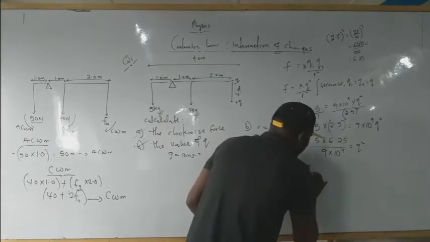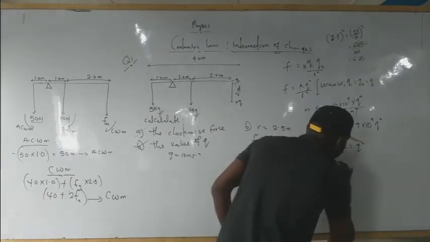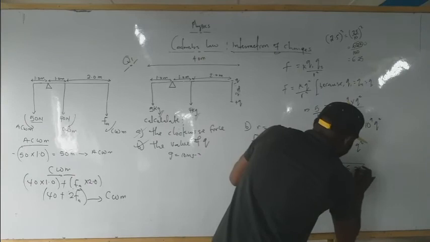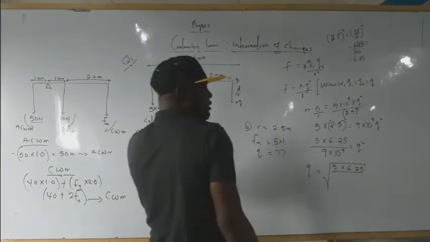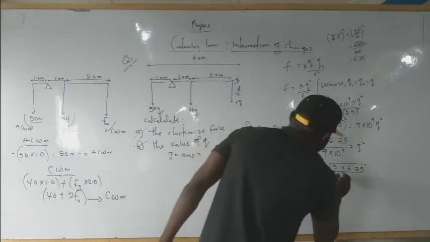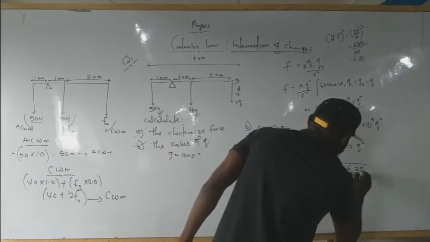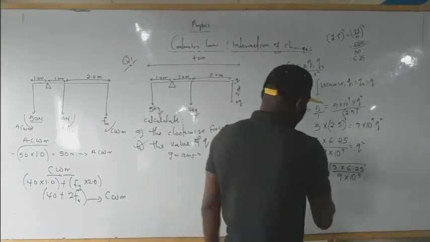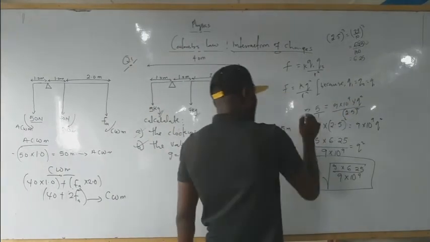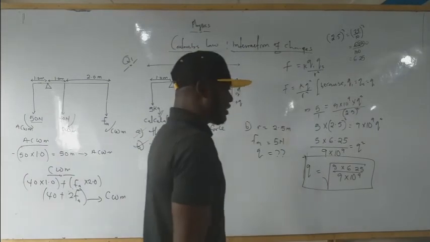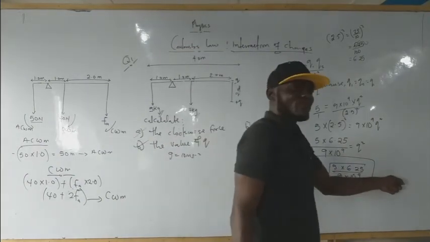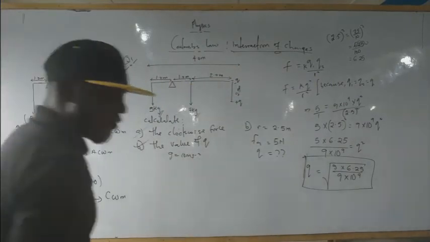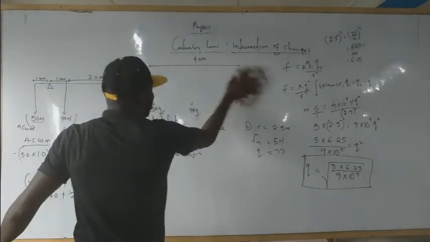So we can have Q equals the square root of 5 times 6.25, everything over 9 times 10 raised to the power 9. Using your calculator, you can get the value of this to be 5.86 something. That will be 5.86 something. The last question.